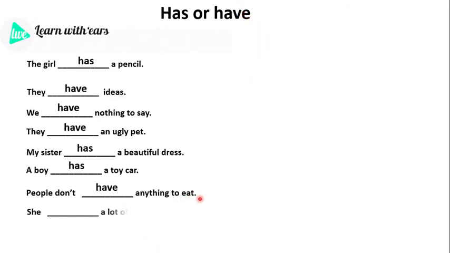Okay? Next, she, a lot of money. She means a girl or a woman, one person. One noun. So we use has. She has a lot of money.